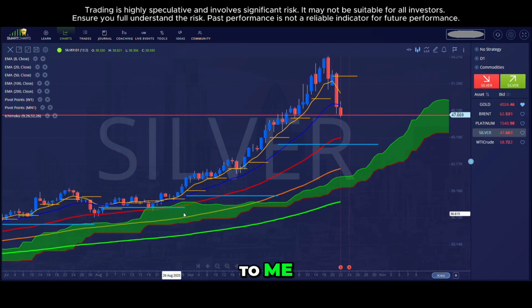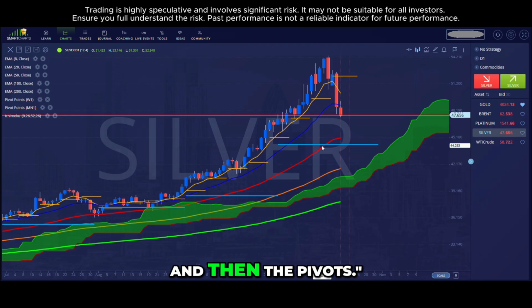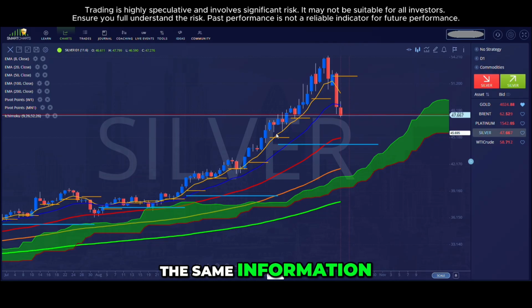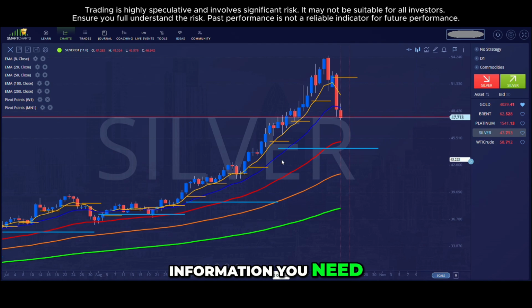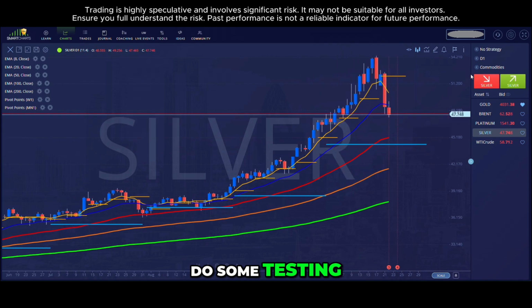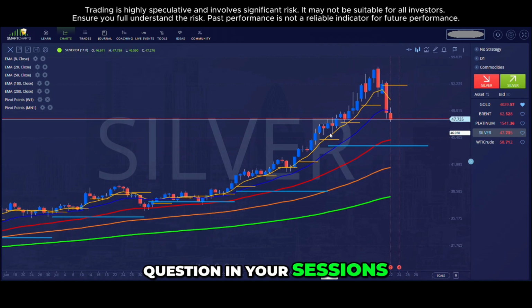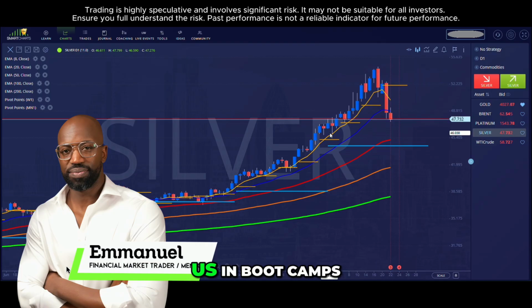So if you said to me, well, the Ichimoku and the averages are similar, I'll use those two, and then the pivots. The similarity I've just mentioned there is why I'm saying don't overdo it, because a lot of them are giving you the same information. The long and short of it, with no pun intended, is we are buyers or sellers, and that's all the information you need. So do some testing, question in your sessions with us, question these things with us and boot camps and stuff, and we can talk about it more.